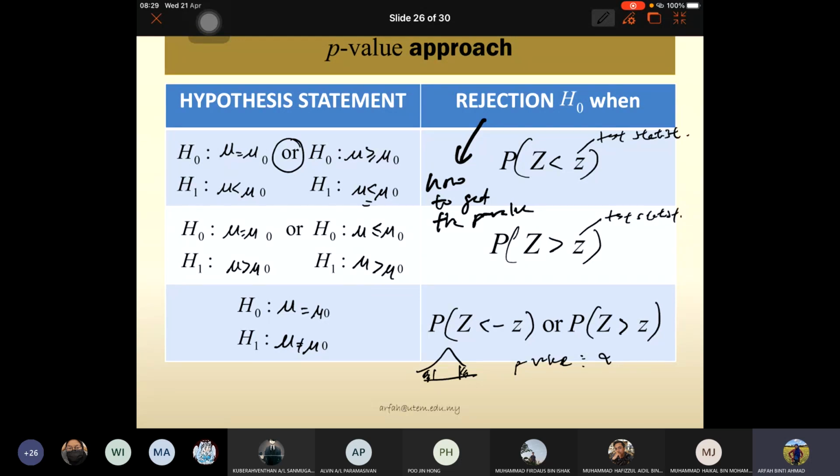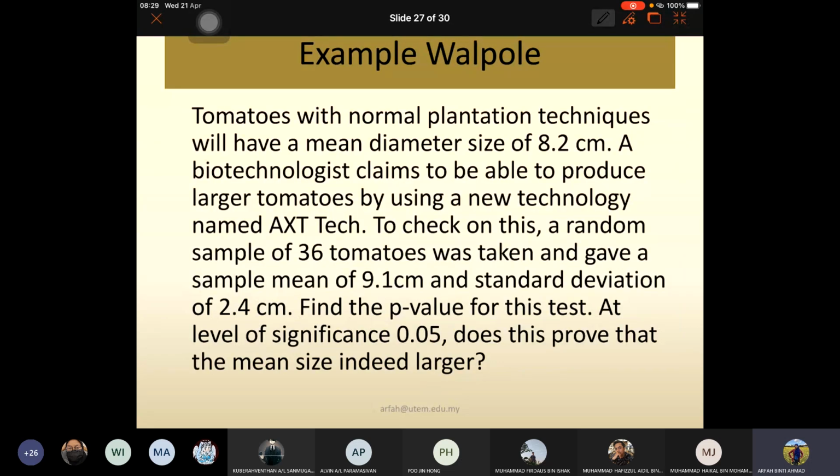Contohnya, let's take a look at this example to get a clear picture how you are going to solve this one. So tomato with normal plantation techniques will have a mean diameter of 8.2 cm. So a biotechnologist claim to be able to produce larger tomato by using a new technology, named AXT technology. To check on this, a random sample of 36 tomato was taken and give a sample mean of 9.1 cm and a standard deviation of 2.4 cm.